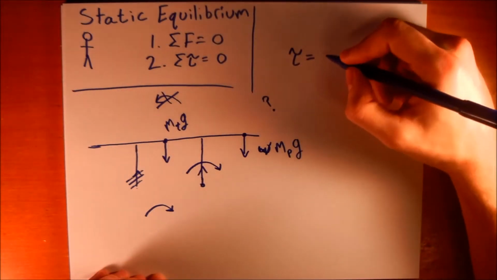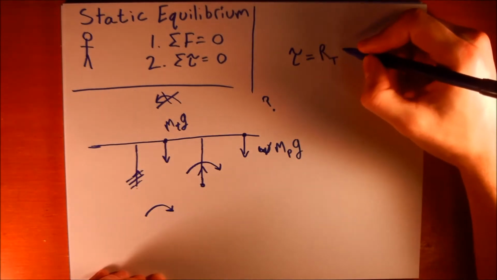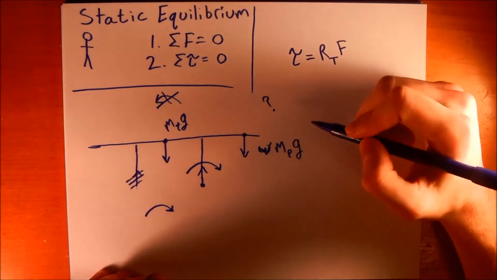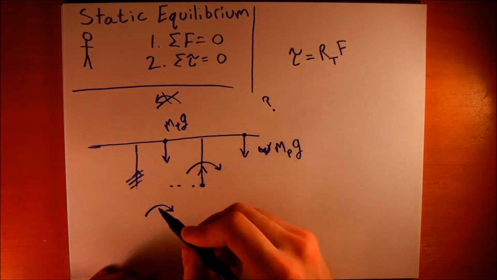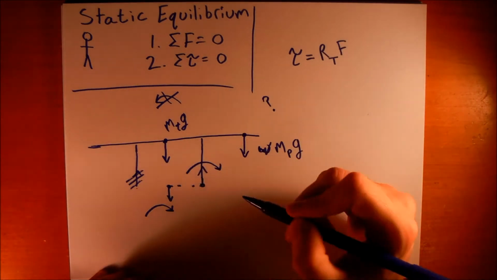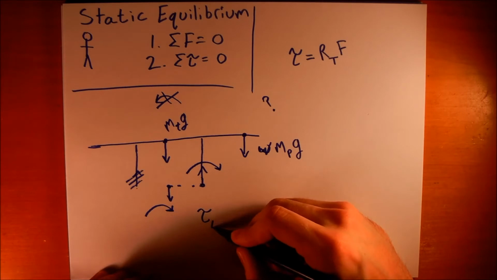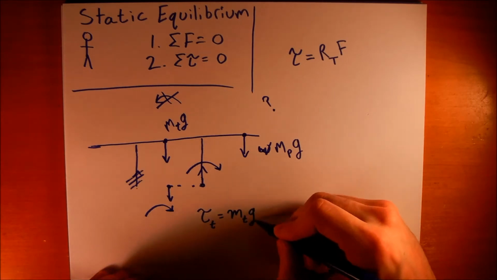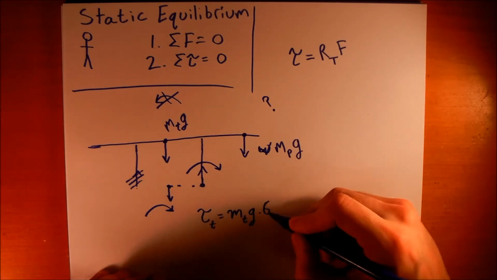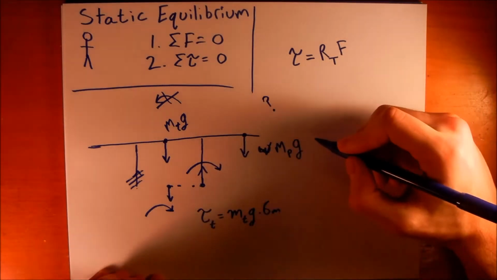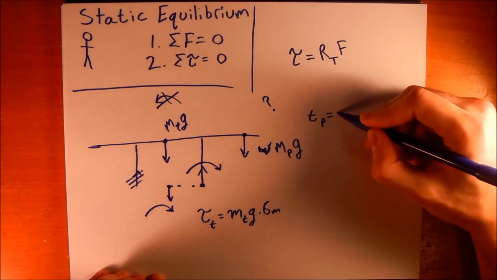Now how do you calculate torque? Torque is a lever arm times a force. The lever arm is the distance from your pivot point to the force, and it's always perpendicular. So there, I've drawn the lever arm. We know the force, still the mass of the table times gravity, so we can easily figure out the torque caused by the table by multiplying that force by that lever arm, which, for example, we'll say is 0.6 meters.